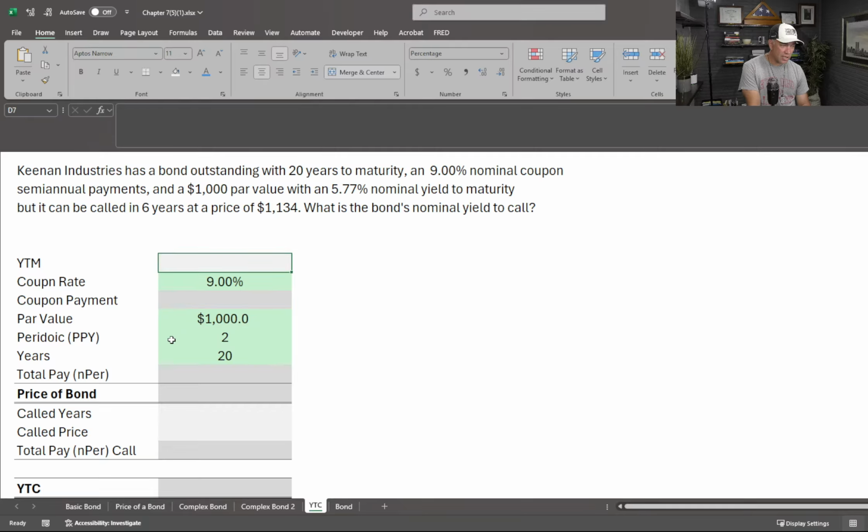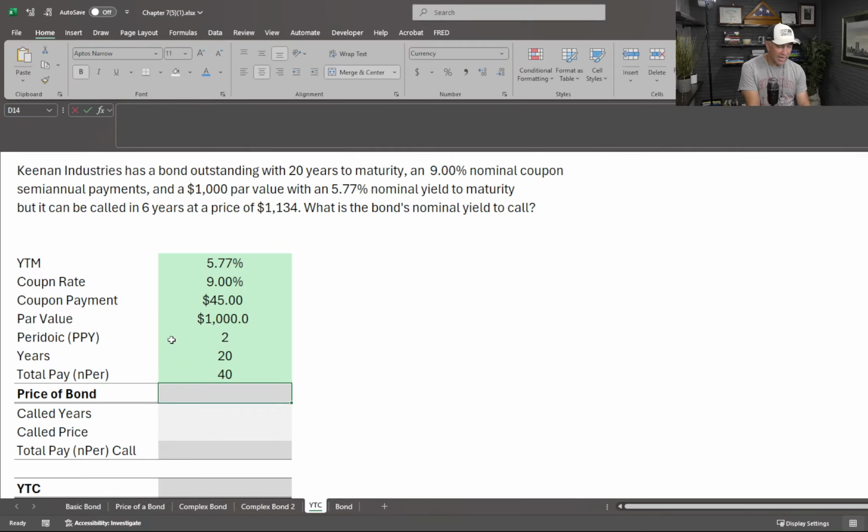Yield to maturity requires a 5.77 nominal yield to maturity. So plug that in. And then the coupon payment. So what does that mean? Coupon payment is 9% of par twice a year, so $45 per 6 months we were paid. Total number of payments would be 40.